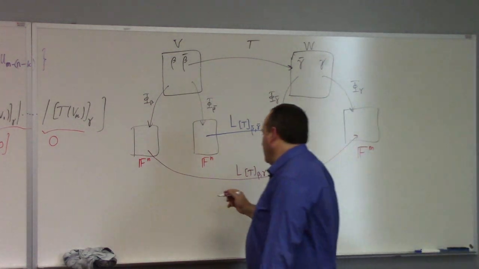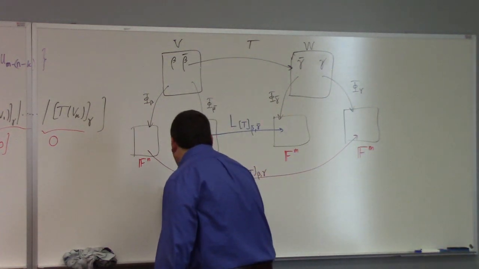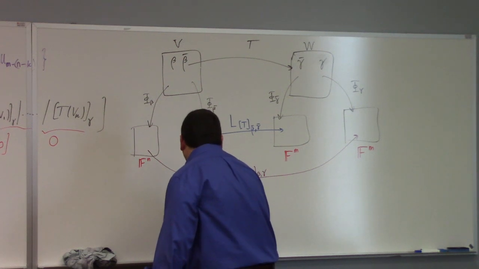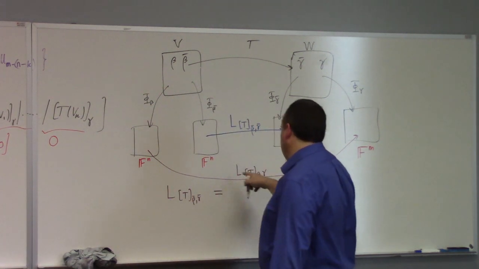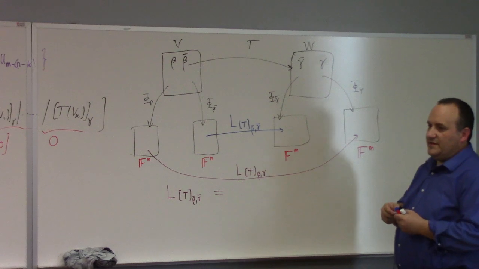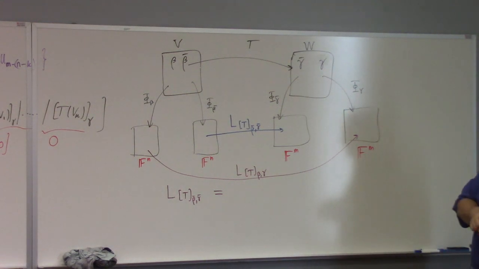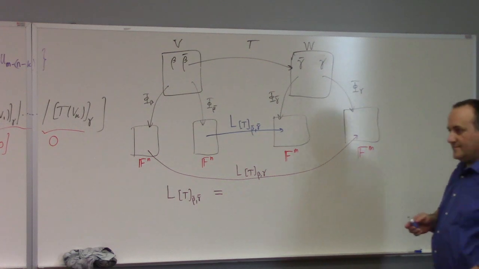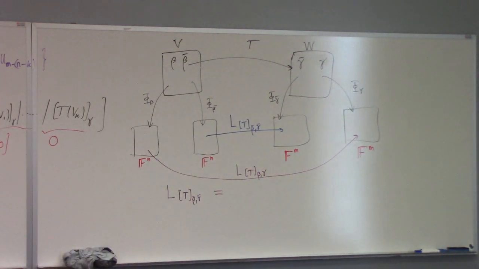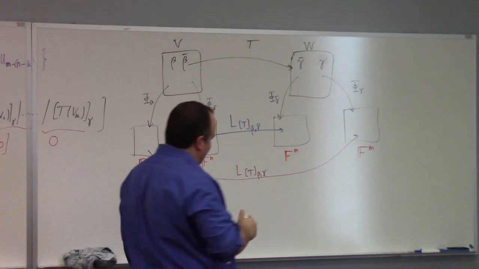So how is left multiplication by T beta bar gamma bar related to this one? I really should have done it in blue. I'm sorry, I failed my color coding. But I'm not writing it again.